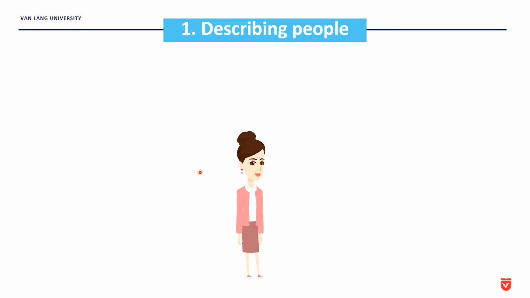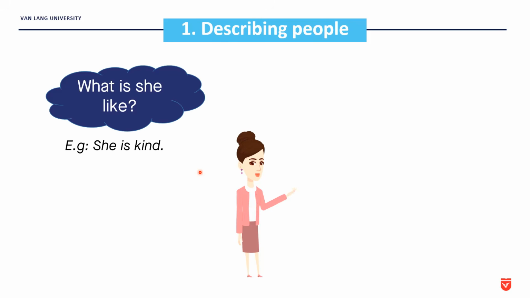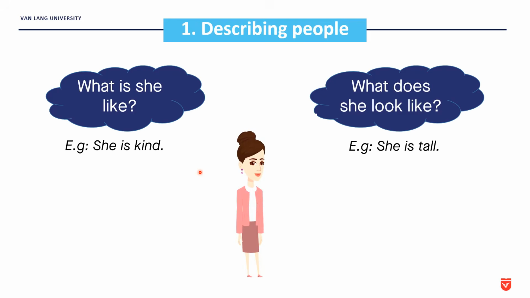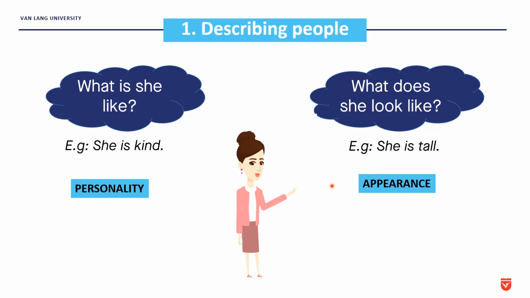When we describe a person, two questions are often asked. What is he or she like? And what does he or she look like? In other words, we want to mention the personality and appearance of a person. Now, I will teach you some words related to them.